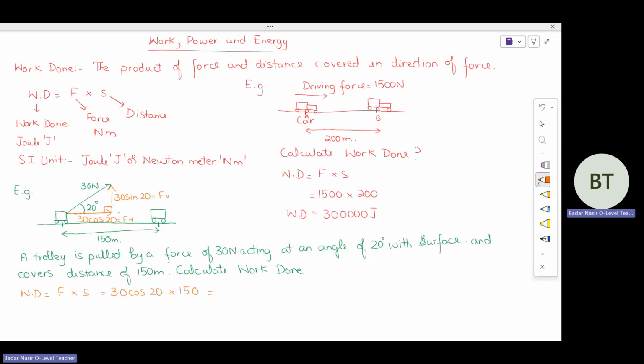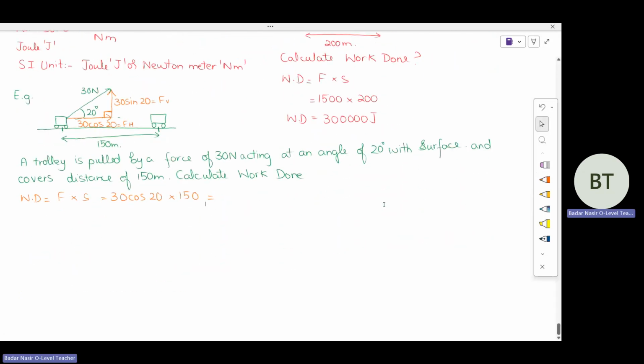इसकी क्या वैल्यू आ रही है? सर थोड़ी सी स्क्रीन नीचे कर लो. Okay. So इसका मुझे final answer please बताओ कि what is the answer that we get for this? 30 cos 20 times 150. I hope you guys have your calculators with you as well.